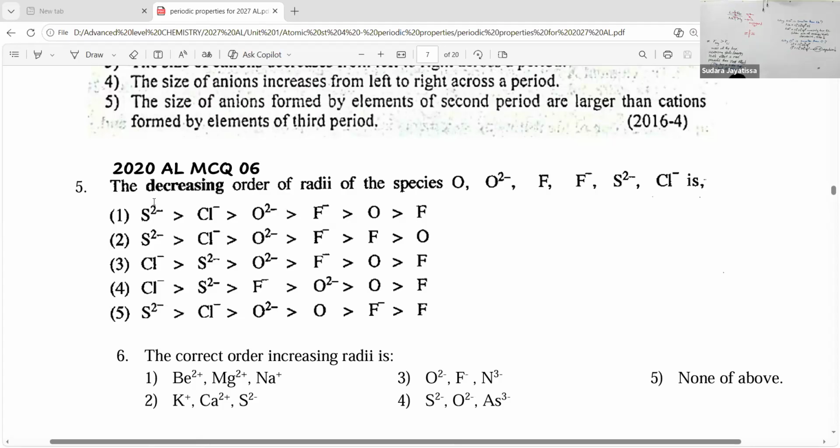So what is the answer? Those who take answer one. Yes, answer one. Sorry, I didn't read the last part; the last part is wrongly the answer two. But answer two says F minus is larger than oxygen, not oxygen is the larger one. So the answer is answer one. Good. Online students, take answer one. And I see hands raised.